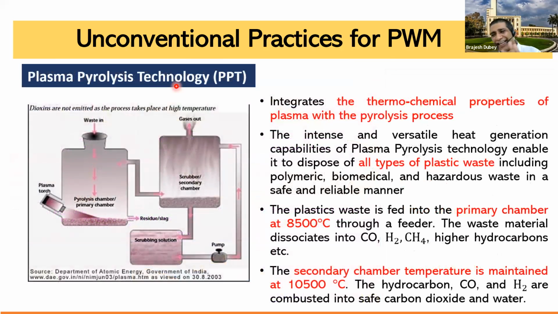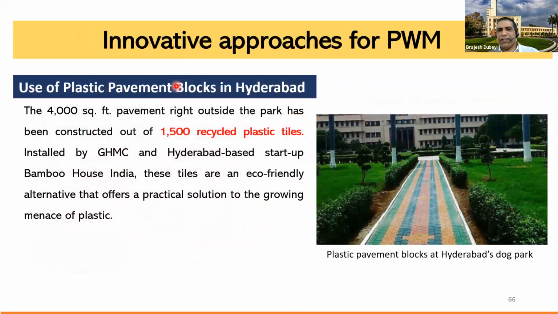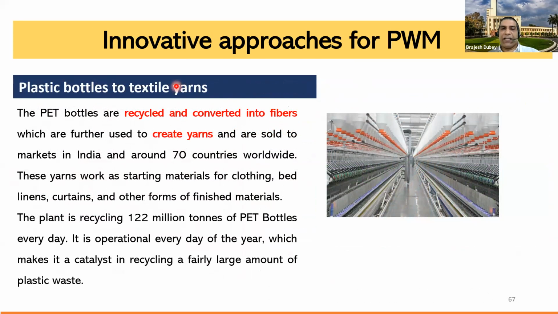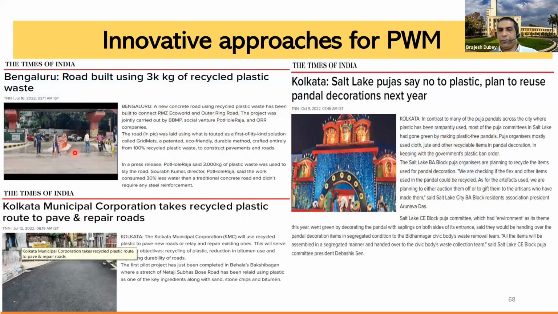Plasma pyrolysis is a bit on the costly side because it's highly energy intensive. It can be used in some high-end products, but it's not that useful at a municipal scale. Pavement blocks, in the use of plastic pavement blocks, again, you have to keep the plastic waste clean. Plastic bottles to textile yarns, making new fibers, creating yarns, India does that. We do make that. Even IPL T-shirts and all those T-shirts that you use are from that. Again, you have to keep that PET bottle as clean as possible.